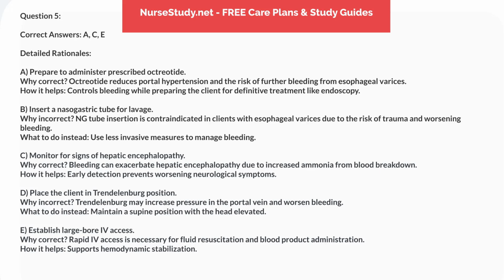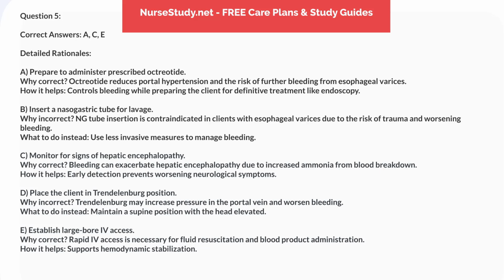C. Monitor for signs of hepatic encephalopathy. Why correct? Bleeding can exacerbate hepatic encephalopathy due to increased ammonia from blood breakdown. How it helps: early detection prevents worsening neurological symptoms. D. Place the client in Trendelenburg position. Why incorrect? Trendelenburg may increase pressure in the portal vein and worsen bleeding. What to do instead: maintain a supine position with the head elevated.